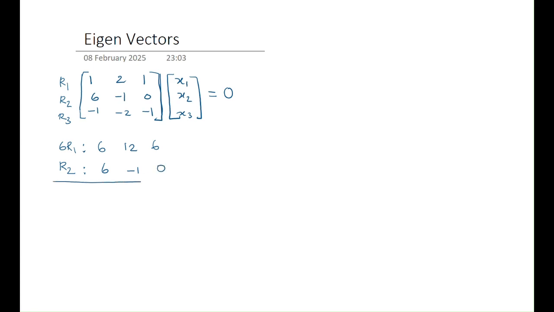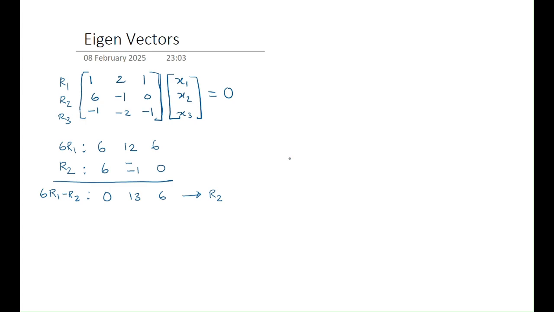So down, if I subtract 6R1 minus R2, what happens? 6 minus 6, it is 0. 12 minus of minus, so it is becoming plus, so it is 13. And 6 minus 0 is 6. So now I can replace that in row 2. So replace this one along row 2.